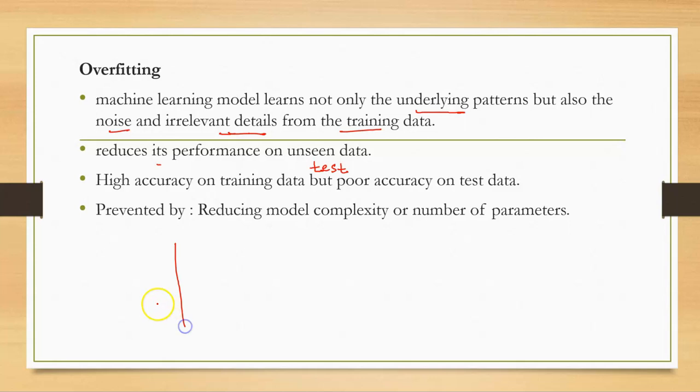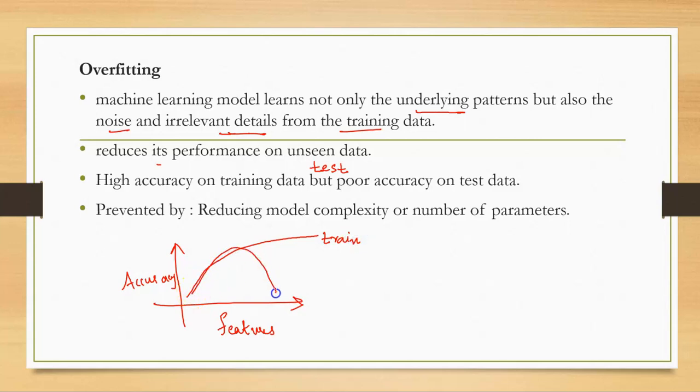So we can mark the overfitting like this. As the number of features or properties is increasing, and here we can write accuracy. As the number of features increases, the training data accuracy increases like this. But in the case of test data, it can be like this. The performance can drastically reduce if the number of features is extremely high. So that is high accuracy on training data, but poor accuracy on test data. That is what is known as overfitting.